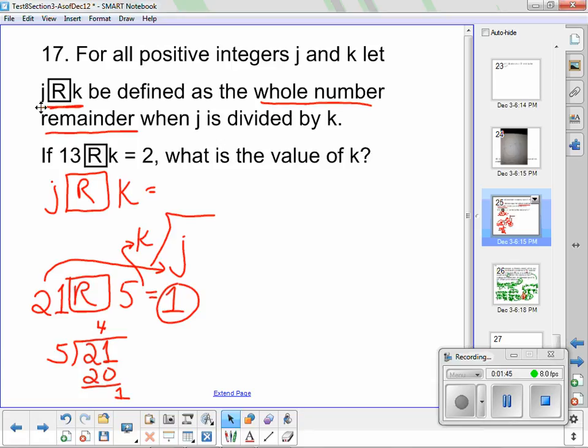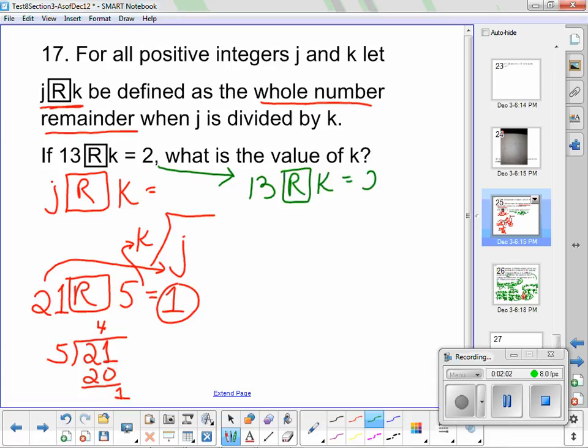Okay, now they're going to ask you something more complicated than simply something like this because it was the second to last problem. So let's see what they're asking us. Okay, they give us 13 symbol r k equals 2, and they want us to figure out the value of k.